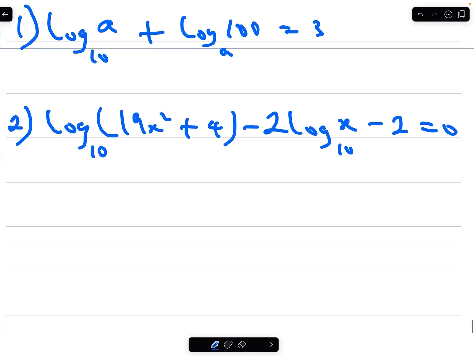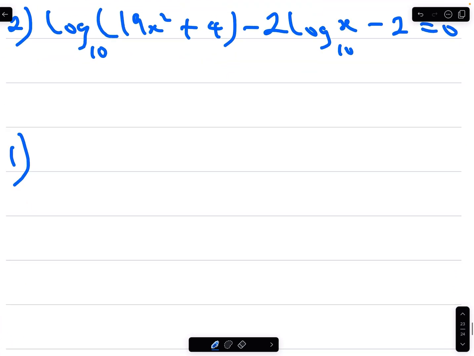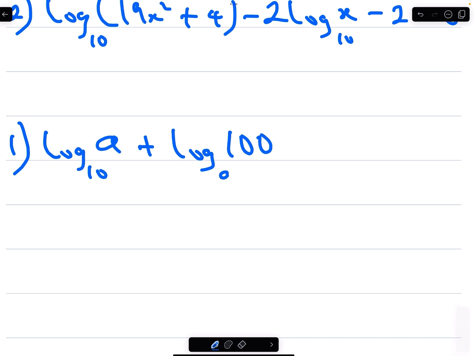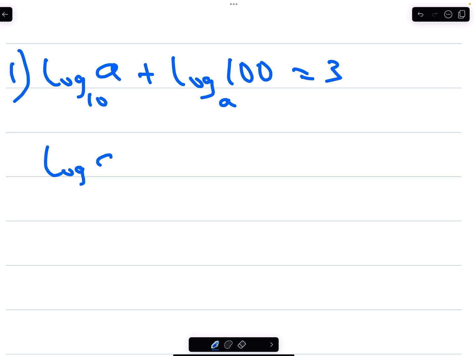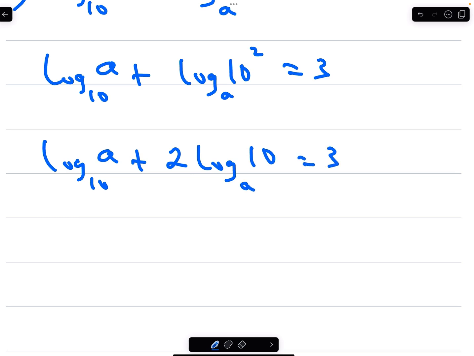Now, how do we solve these equations? We go straight to the solution. Number one: log a base 10 plus log 100 base a equals 3. First of all, this is the same as saying log a base 10 plus log of 10 raised to the power 2 base a equals 3. And I can say log a base 10 plus 2 log 10 base a equals 3.